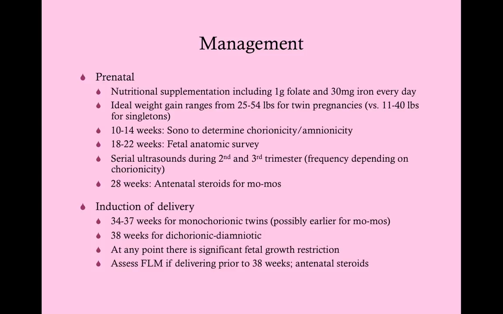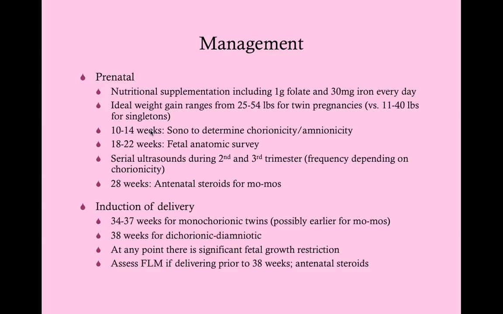We want to make sure that all pregnant women are getting nutritional supplementation, but it becomes all the more important when they're carrying multiples. Ideal weight gain is going to be a little bit higher than for singleton pregnancies, 25 to 54 pounds for twin pregnancies. Now, if they already have some meat on their bones, if they're overweight or obese, then it's probably going to be closer to 25 pounds. If they're really thin women, probably going to be closer to 54 pounds.